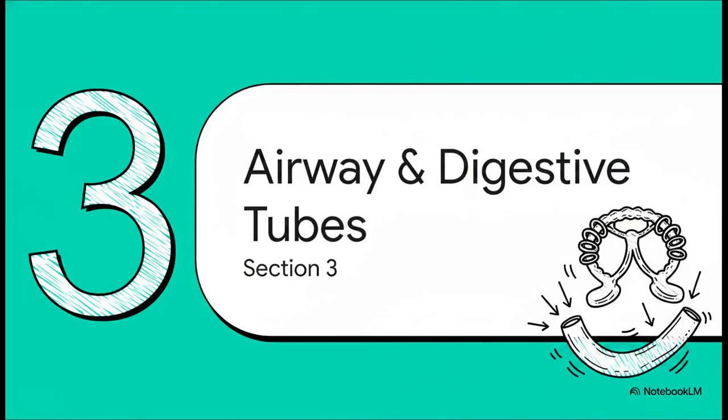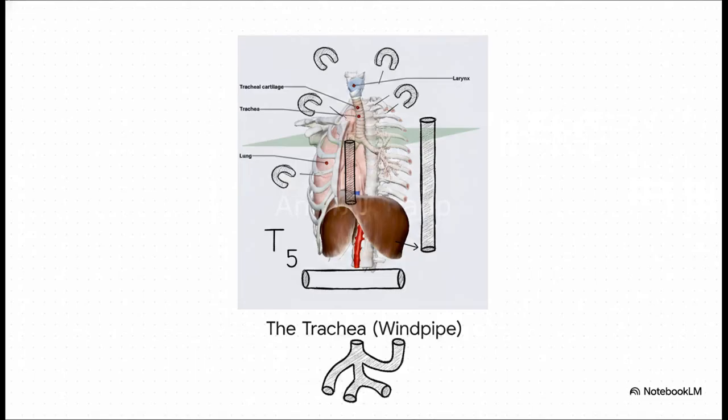Let's shift gears to Section 3, airway and digestive tubes. So we've got the plumbing, now let's talk about the central transit tunnels, starting with the airway. The trachea, which you probably know as the windpipe, is a flexible tube held open by about 15 to 20 C-shaped cartilages.